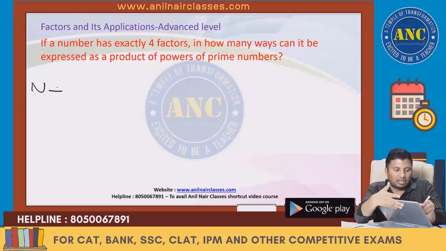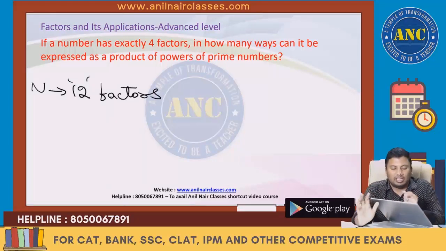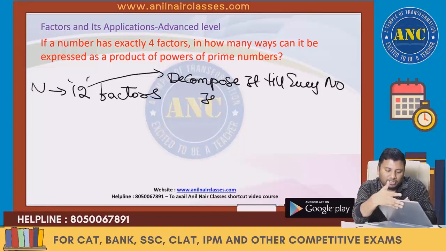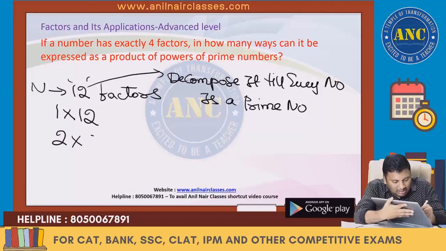A number has got 12 factors. What is the concept we discussed? Decompose it till every number is a prime number. So 1 into 12 is one way, yes. 2 into 6 is another way, yes. 3 into 4 is another way, yes.